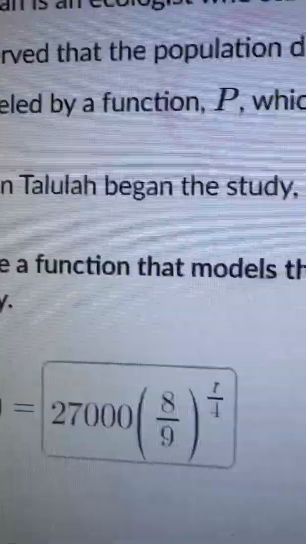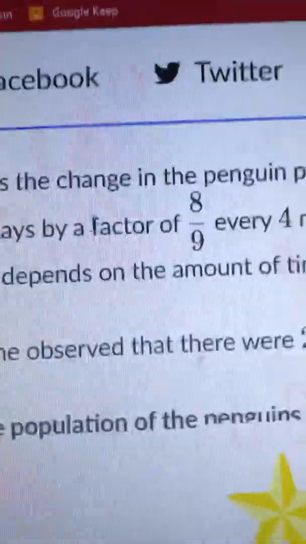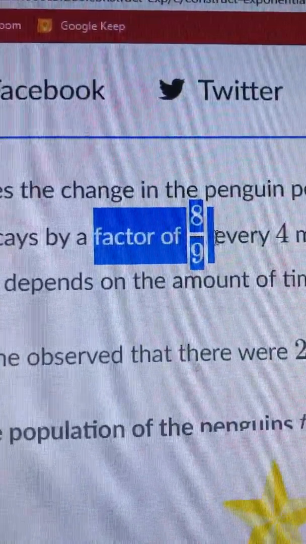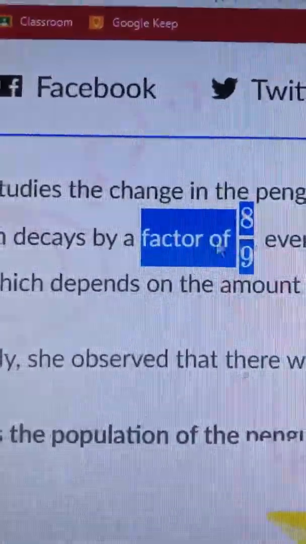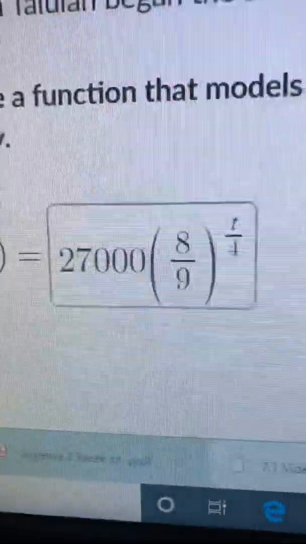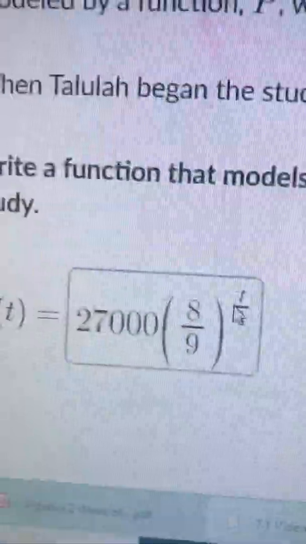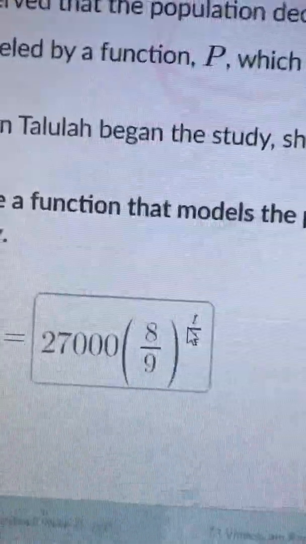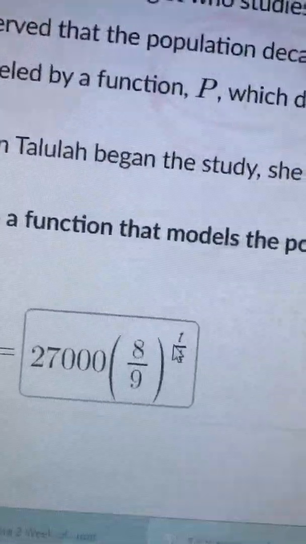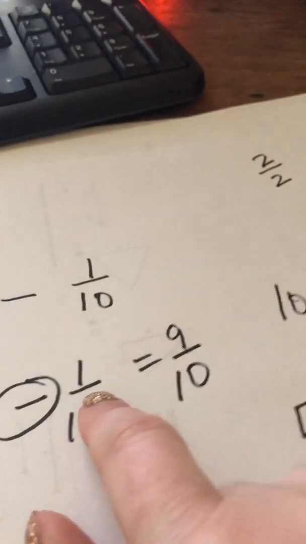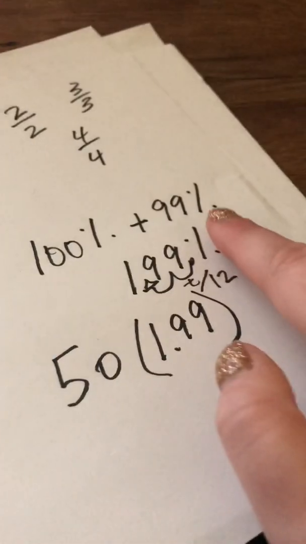Okay, so let's review. If it says the word factor of something, then you just put that number straight up in the parentheses. But if it says decreases or shrinks, but it does not say that word factor, that's when you have to subtract or add. So if it doesn't say that word factor, that's when you have to do the subtract or the add.